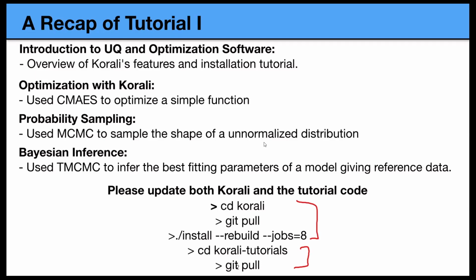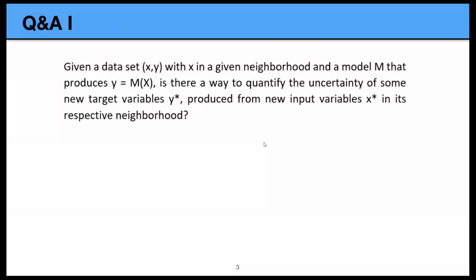Okay. So I received a question yesterday regarding what we do when we do inference. So we're trying to infer the best parameters of a model. The question says, given a data set X and Y, with X in a given neighborhood, and a model M that produces Y equals M of X, is there a way to quantify the uncertainty of some new target variables Y star produced from the new input variables in its respective neighborhood?